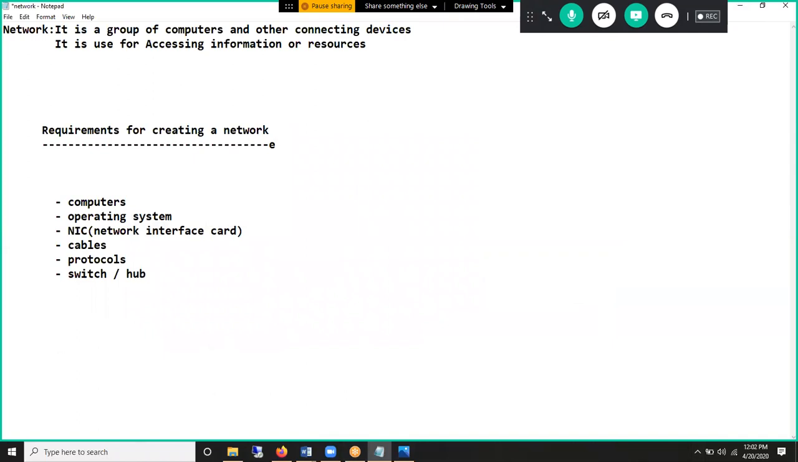Because of these differences, we actually prefer a switch. We are not using a switch only for the ports, but because it supports some kind of technology. A hub is a dummy device and it is completely outdated. Even in the market, I don't see a hub available. So this is our today's session.